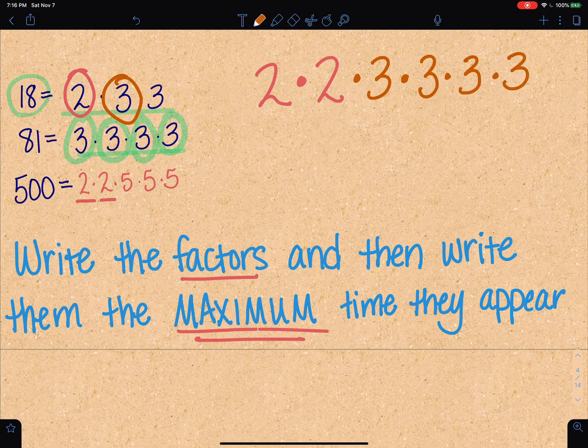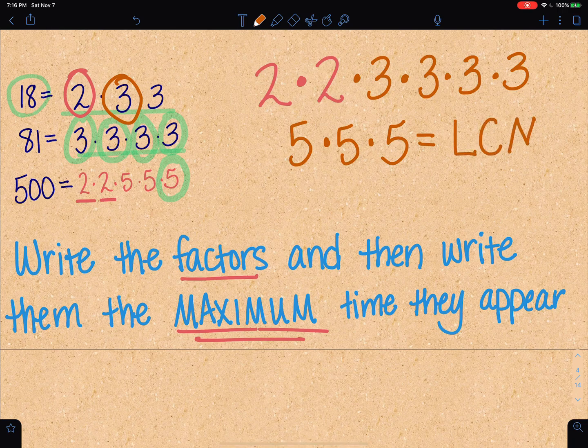Okay, what's another factor? Are there any other prime numbers that I haven't used yet? Yep, the 5. And the 5 shows up 3 times in that last one. So I have to do 5 times 5 times 5 because it shows up 3 different times. And then if I multiply all of these numbers together, I'm going to end up with the least common multiple of all 3 of those numbers.